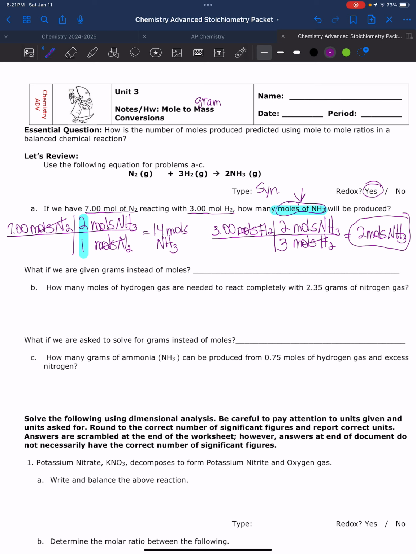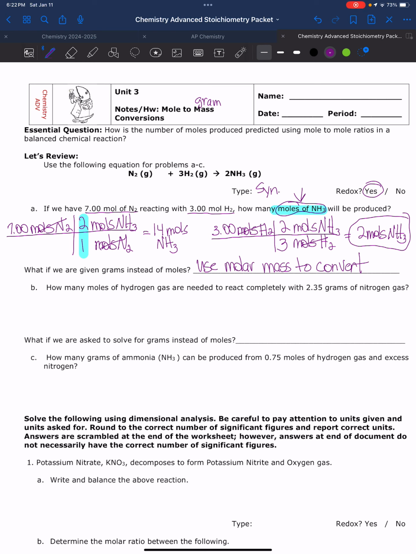That's our excess. So if we are given grams instead of moles, we will use molar mass to convert. Okay? And as a reminder, molar mass is where you take the chemical formula, you look at the periodic table for each element and add up the total, which reminds me, I need to pull up the periodic table for us to look at as we're working through this lesson.